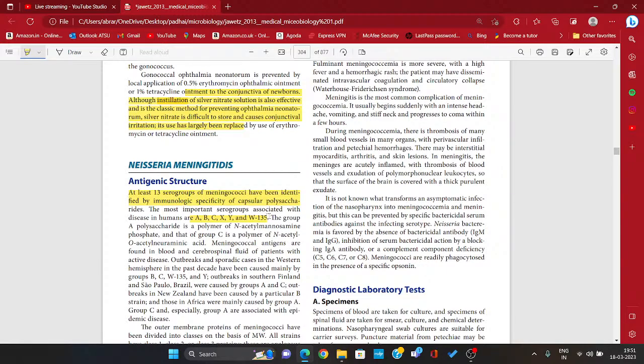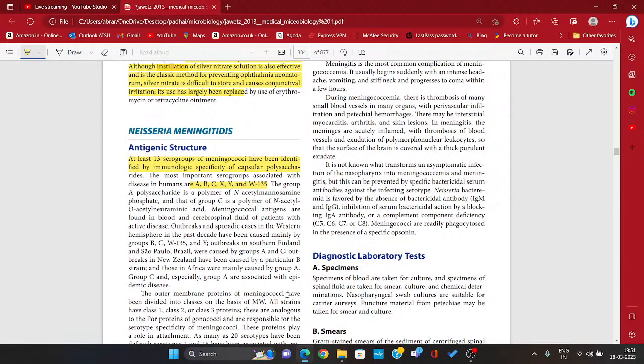Meningococcal antigens are found in blood and cerebrospinal fluid of patients with active disease. Outbreaks and sporadic cases in the Western Hemisphere in the past decade have been caused mainly by groups B, C, W135 and Y. Outbreaks in southern Finland and Sao Paulo, Brazil were caused by groups A and C. Outbreaks in New Zealand have been caused by a particular B strain, and those in Africa mainly by group A. Group C and especially group A are associated with epidemic disease.